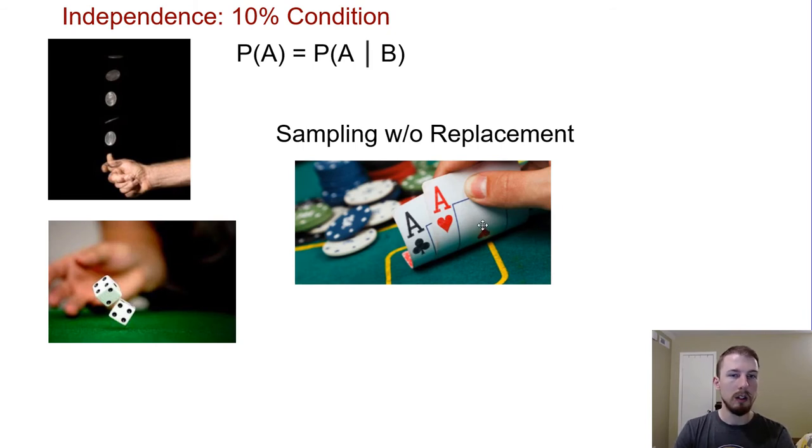Independence, 10% condition. When we're sampling without replacement, it's not actually independent, just like cards, like we talked about millions and millions of times. But as long as we're sampling less than 10%, the overall changes that we're going to see in the proportions are not going to be large enough to change our final conclusions. So we can override the independence assumption with the independence 10% condition.